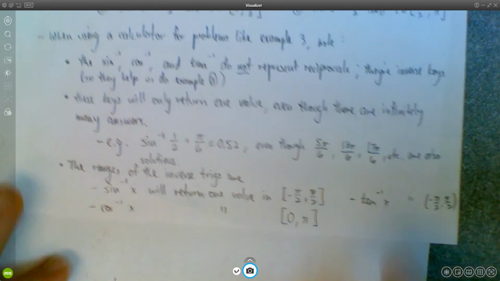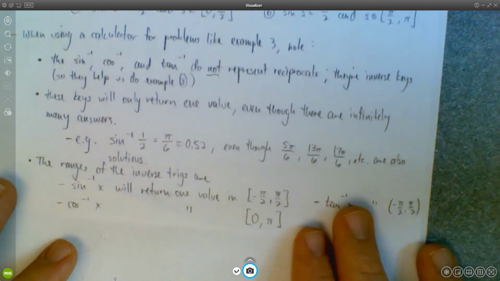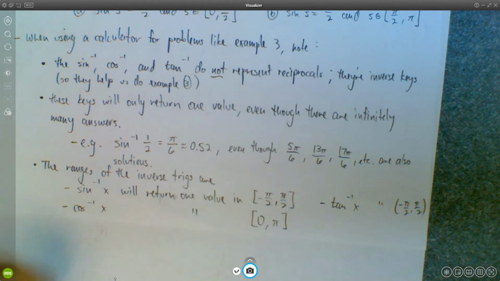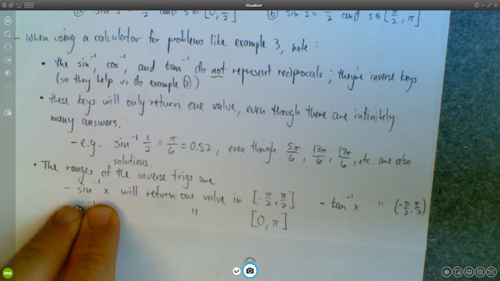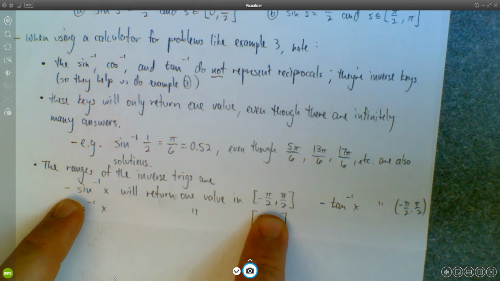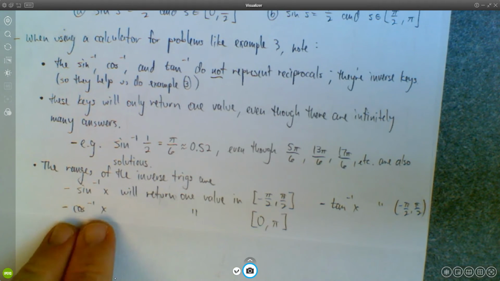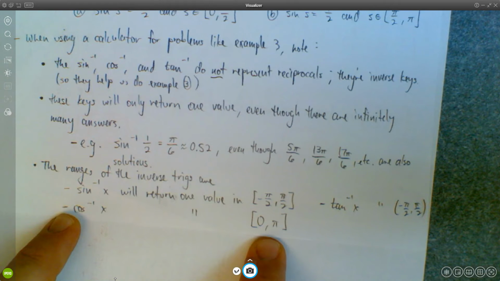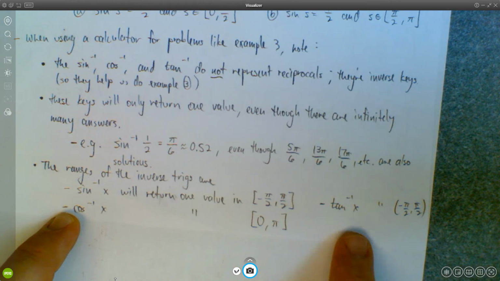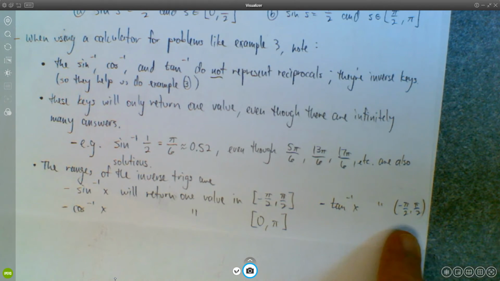The reason for that is because the ranges of the inverse trig functions are restricted. So sine inverse is only going to return values between negative pi over 2 and pi over 2. Cosine inverse is only going to return values between 0 and pi. And tangent inverse is only going to return values between negative pi over 2 and pi over 2. We'll talk more about this in the future, although we have talked about it a little bit in the past.